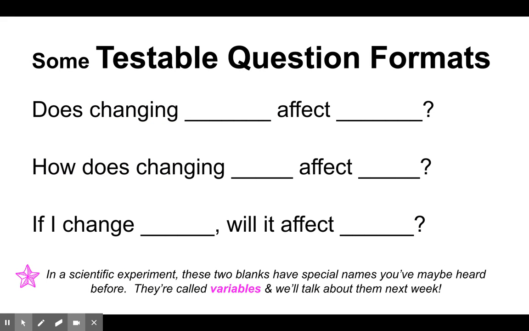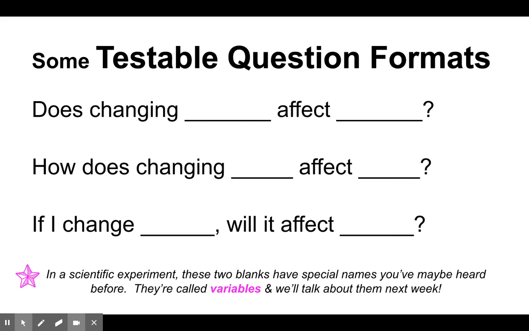All right. I believe this is the last thing to write down here in your notes for today, please. Some testable question formats. When we write a testable question, we want to keep in mind the changing one thing and the effect on one thing. And so there are a couple of ways you can do that. One format you could do would be, does changing blank affect blank? Another way would be, how does changing blank affect blank?